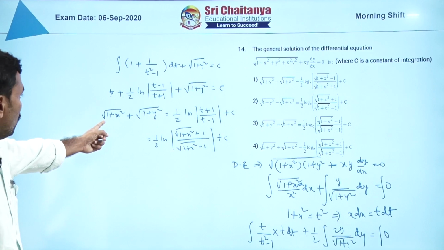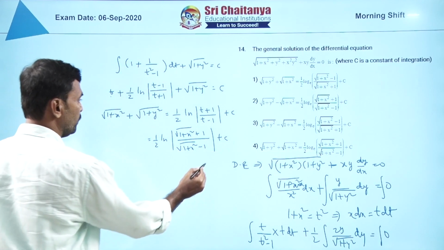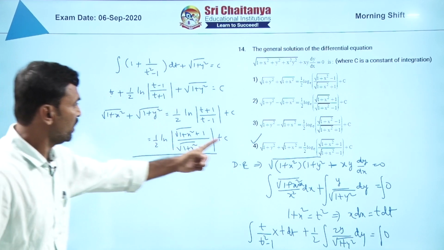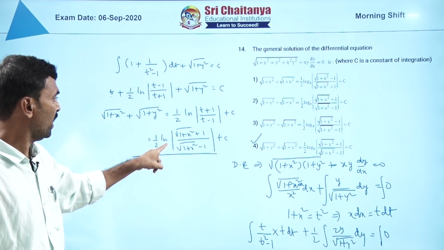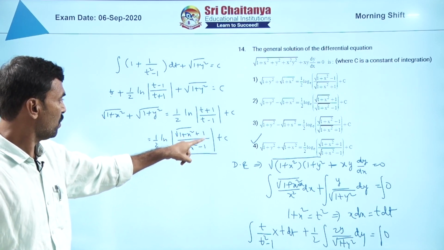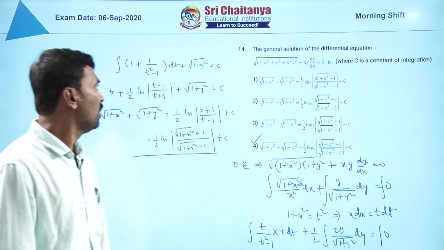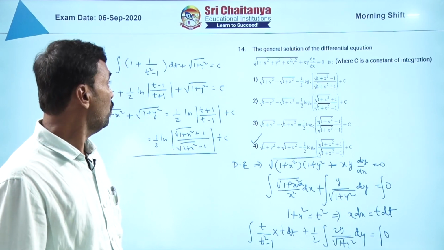So, which option is correct? I think this fourth one, you are getting the fourth one. Root over 1 plus y square plus root over 1 plus x square is equal to 1 by 2 times ln of (root over 1 plus x square plus 1) by (root over 1 plus x square minus 1). So, the fourth option is correct. With this it completes the 14th problem. Now, let us go to the 15th.